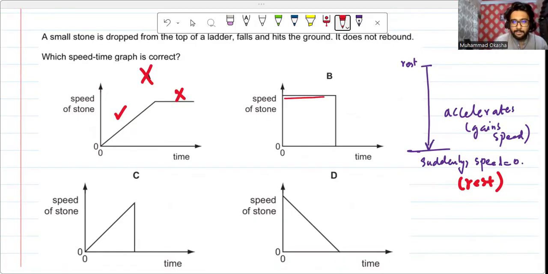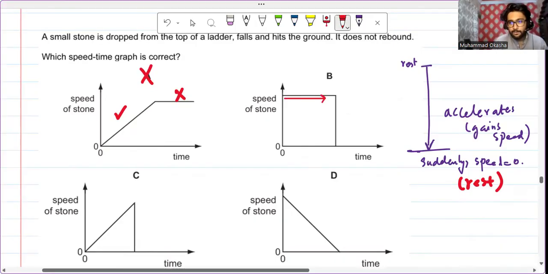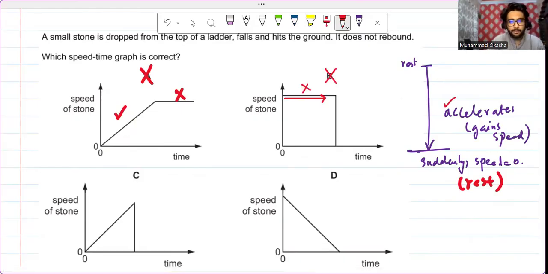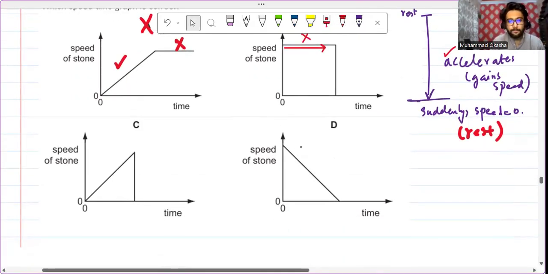Initially, it says the speed is constant. Well, that is not true. Initially, it accelerates. Okay, so this is incorrect. The B would be incorrect. Let's take a look at D. This shows uniform deceleration, right?